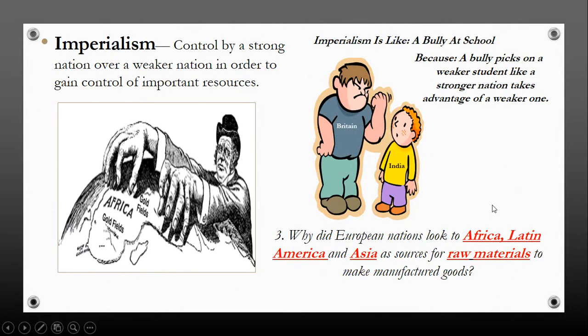When we think about imperialism, we think about a country that is strong, that controls weaker nations in order to gain resources. Think of it like this: a bully. Bullies pick on weaker students, just like stronger nations take advantage of the weaker nations. Why did European nations like England and Germany and France look to Africa, Latin America, and Asia as sources for raw materials?